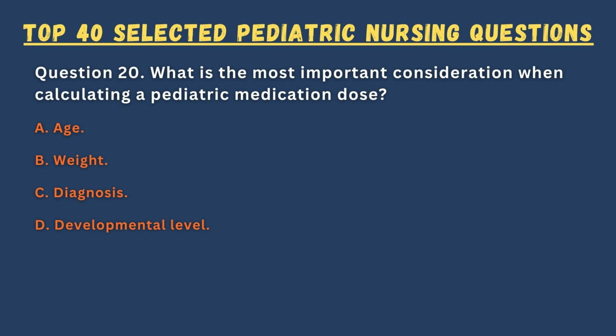Question 20. What is the most important consideration when calculating a pediatric medication dose? A. Age. B. Weight. C. Diagnosis. D. Developmental level.